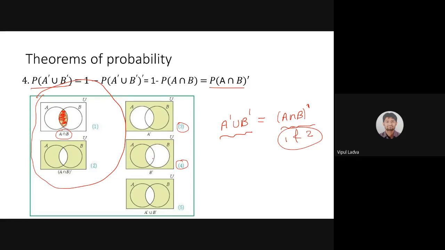In figure 4, it is not there, so I cannot give the shading in that part in A dash union B dash. Now this particular represents A dash union B dash, which is literally equal to this. Observe, in both those Venn diagrams, we have the same shaded region. Same region, common. So I can say that the complement of A intersection B is equal to A dash union B dash.